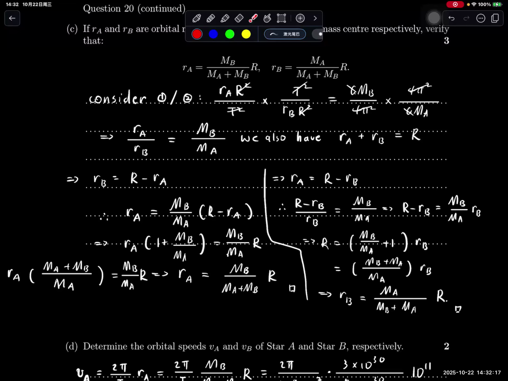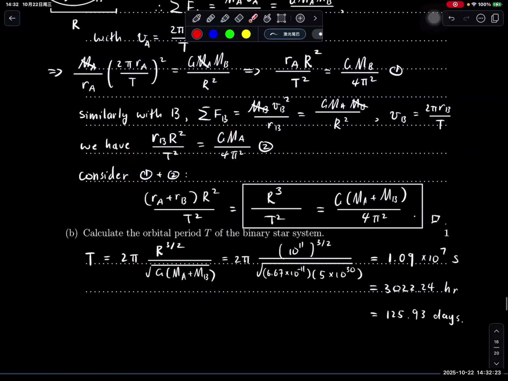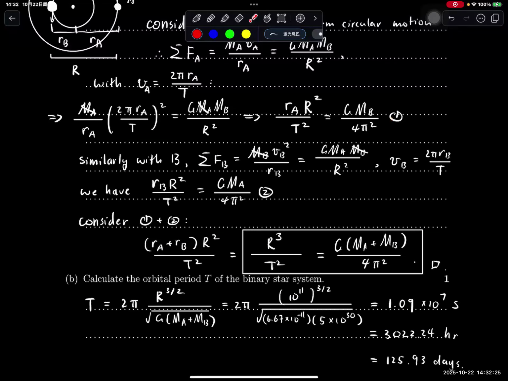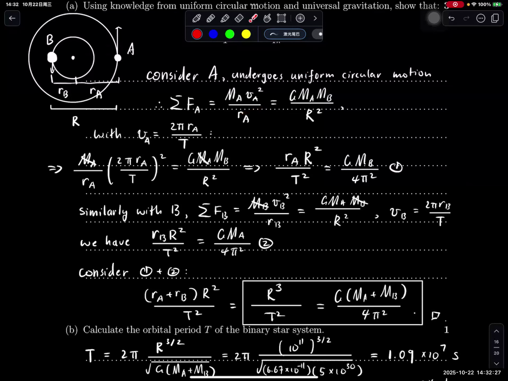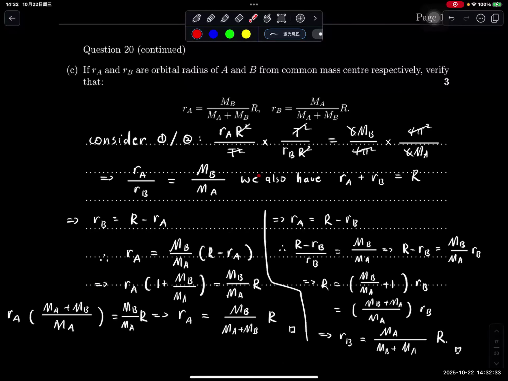Pretty much you can get this relationship of the radius from the equations above, right? This equation that we get from centripetal force and gravity, with v equals 2πr over T substituted, and eventually you'll get this relationship, and then from that you can manipulate it, okay?